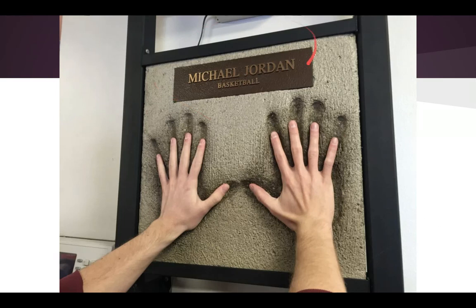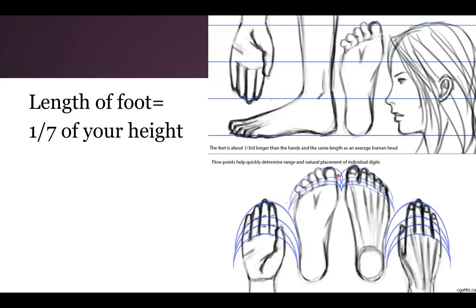I don't know if you know Michael Jordan. He is a very famous basketball player, very tall person, and he had very big hands, okay? Here's a fun one. The length of your foot is about 1/7 of your height, which is about equal to the height of your head. So if you put your foot up to your head, it'd be about the same length as your head and your face.